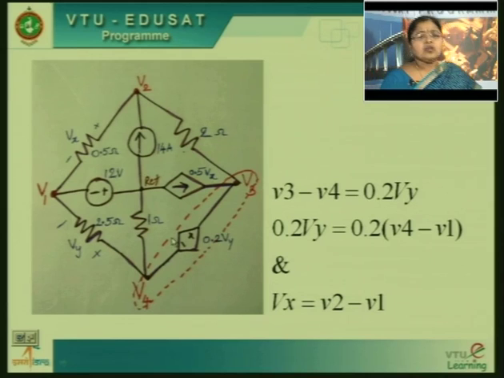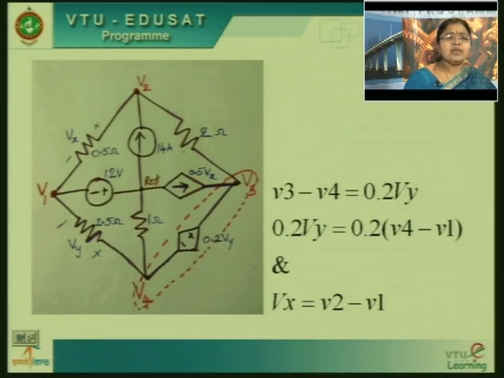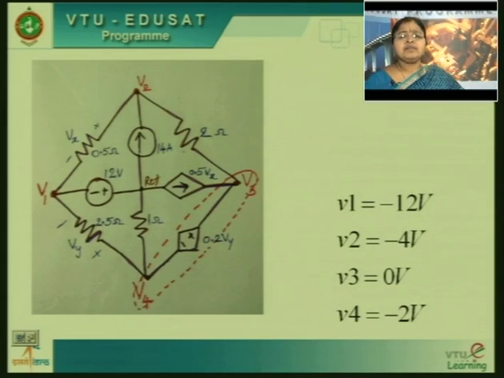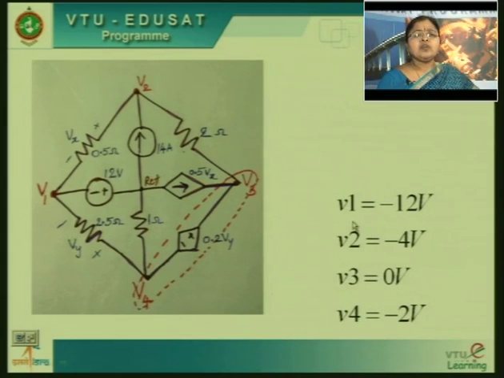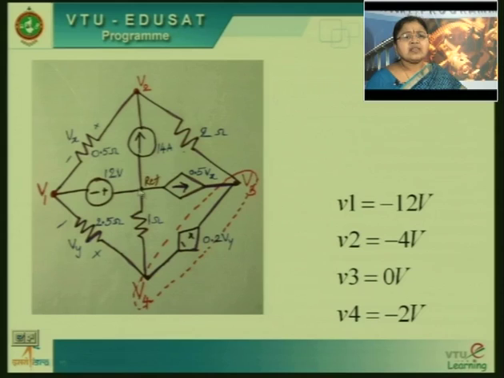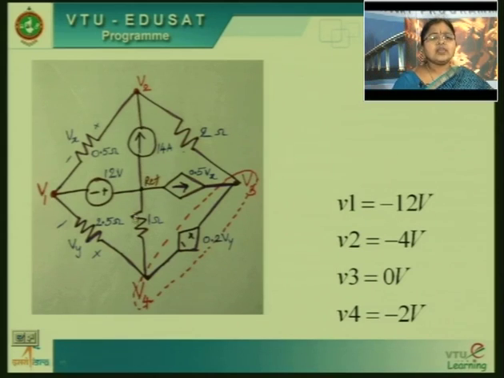Now, you have to solve these 4 equations. Out of that one equation you do not need to solve, because V1 value is directly given, we have directly written. So, 3 unknown variables, if you solve that, we will get V1 to be minus 12 volts, V2 is equal to minus 4, V3 is 0 and V4 is minus 2 volts. So, with respect to this reference, all these voltages are negative only and V3 is 0. So, we have found all the 4 node voltages with respect to reference.